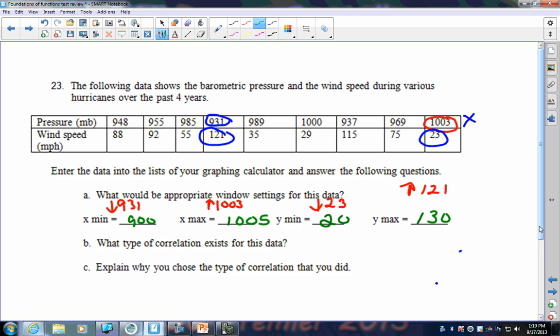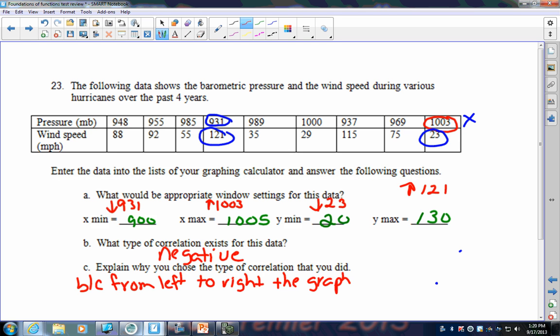Now, I would put here that it's negative, and then when you tell why, because from left to right, the graph is going down. You could say the graph is going down. You could also say that as one of them increases, the other one is going to decrease.